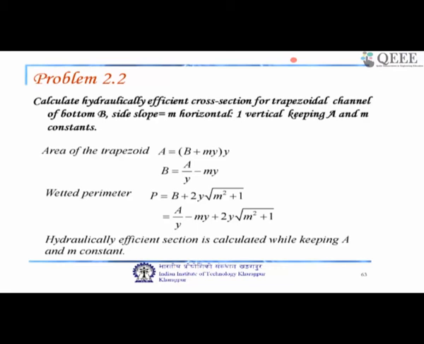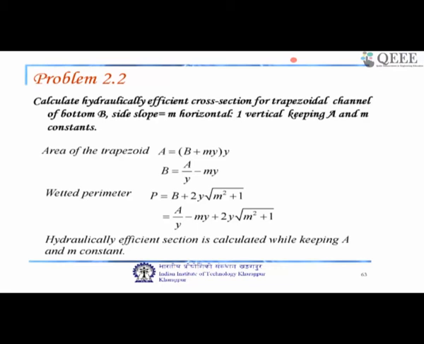Second problem, this is again related to a trapezoidal section. Calculate the hydraulically efficient cross section for a trapezoidal section of bottom width B and side slope m horizontal to 1 vertical, keeping A and m constant. That means, keeping area constant and side slopes constant, we can solve this problem.